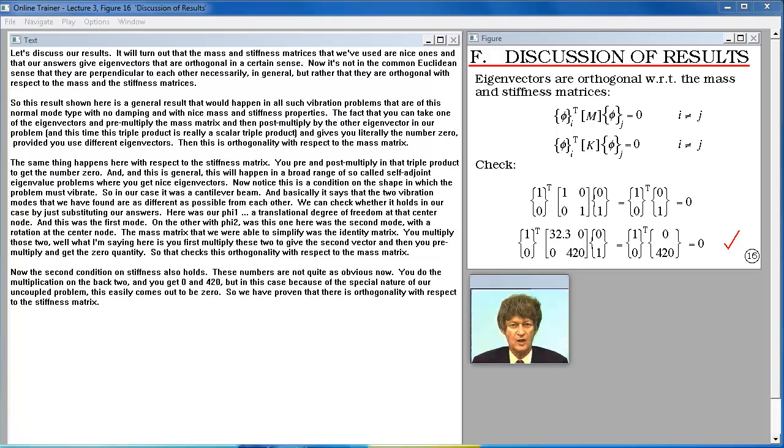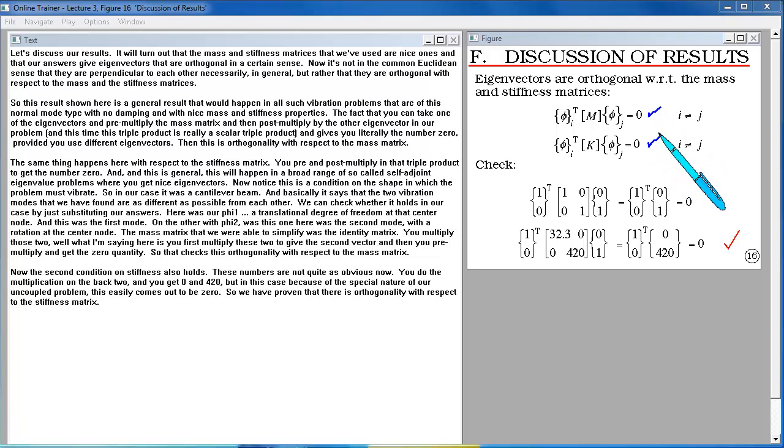Let's discuss our results. It will turn out that the mass and stiffness matrices that we've used are nice ones, and that our answers give eigenvectors that are orthogonal in a certain sense. Now, it's not in the common Euclidean sense that they are perpendicular to each other necessarily in general, but rather that they are orthogonal with respect to the mass and the stiffness matrices. So this result shown here is a general result that would happen in all such vibration problems that are of this normal mode type with no damping and with nice mass and stiffness properties.